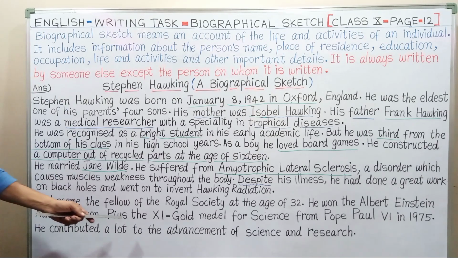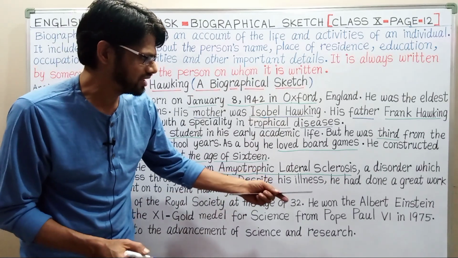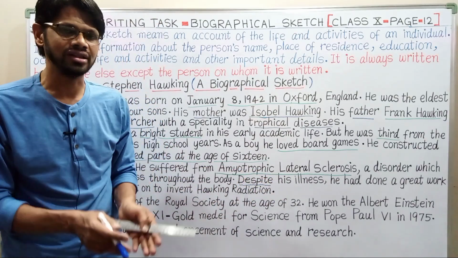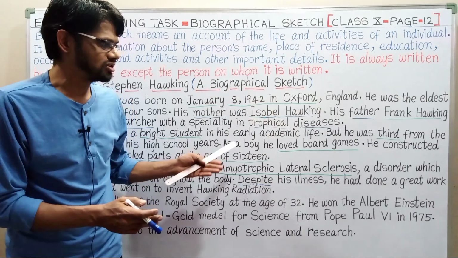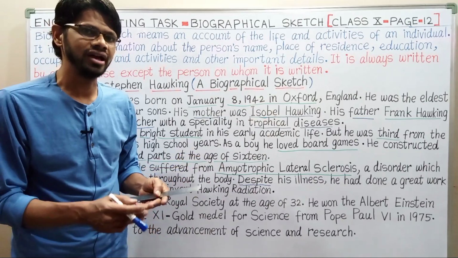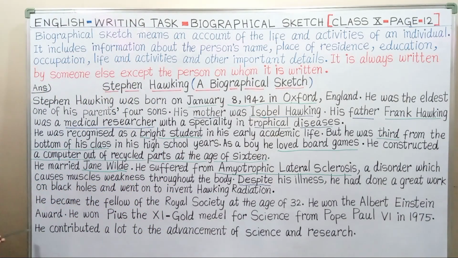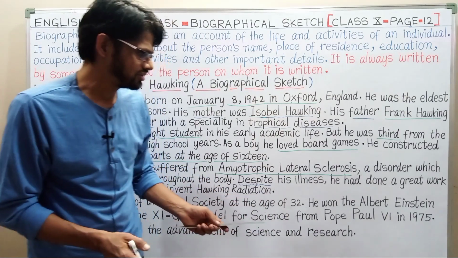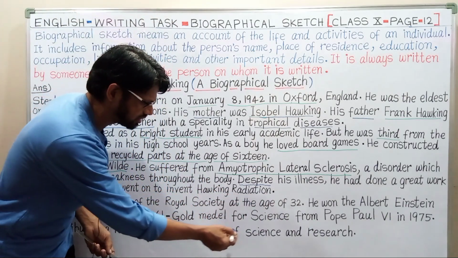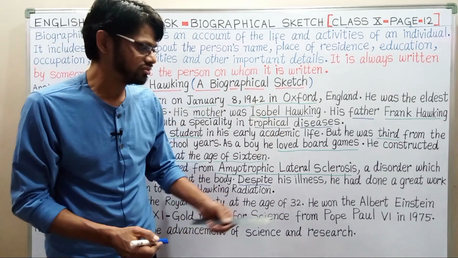He won the Pius XI gold medal for science from Pope Paul VI in 1975. This is also given in the question. There is nothing to worry about. Everything will be there. We just have to organize information in sequential order, and also maintain accuracy and use correct structures. Next thing, what is that one? He contributed a lot to the advancement of science and research. Advancement of science and research is also given. So we have to make meaningful sentences.